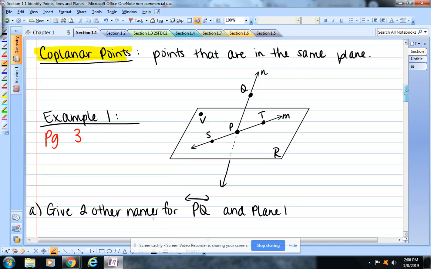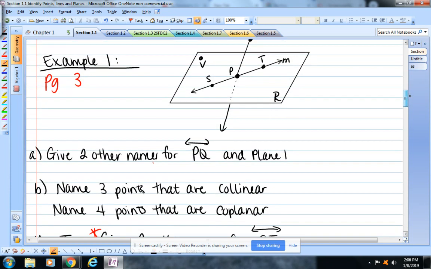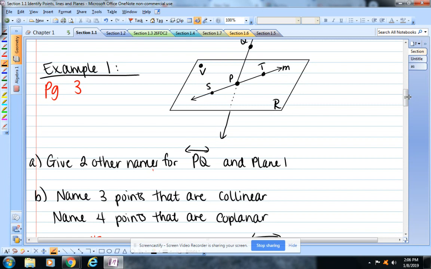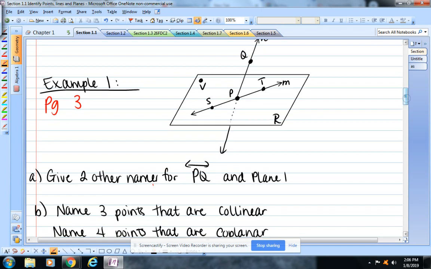So we're going to answer some questions about this plane. We got our book open because we're going to scroll in a minute and we won't be able to see everything as much. It says give two other names for line PQ. That's what that means. That symbol means line because it's got two arrows. And plane 1. So what's two other names for line PQ? Which line is PQ? I'll get my red.